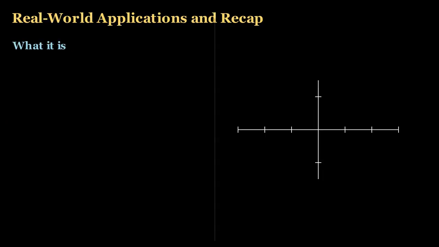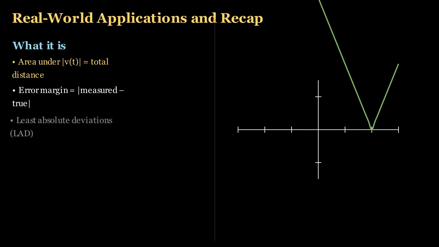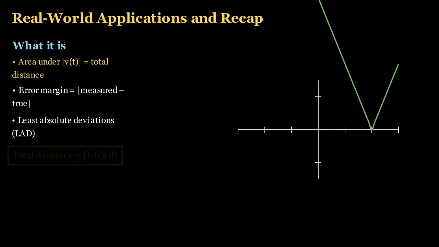We've learned that the absolute value strips away the sign and gives us the size of a number. Now let's see 3 powerful ways this idea is used in the real world. First, if you have a velocity time graph, the area under the absolute value of velocity, ignoring whether you're moving forward or backward, gives you the total distance traveled, not just the displacement.